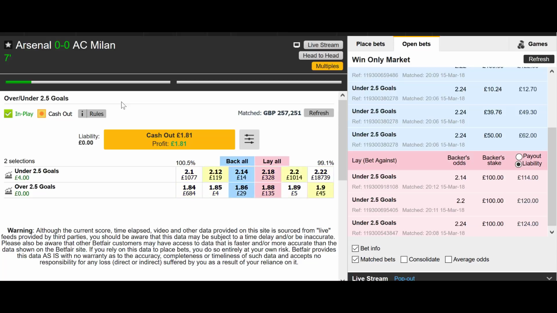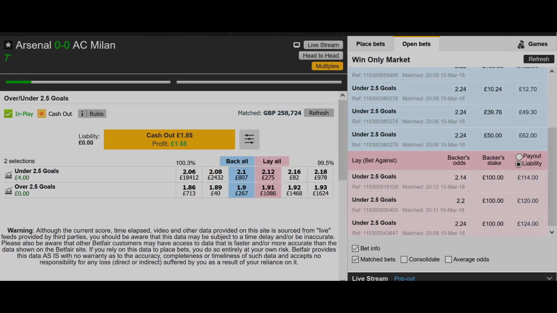So scalping is one way of trading the under 2.5 goals market. It is quite a bit of a skill to master, and you do want to be using software. So that is another way of trading under 2.5 goals. It's Arsenal against AC Milan, and there was a quick example of scalping the market.